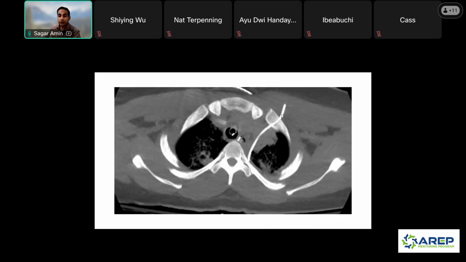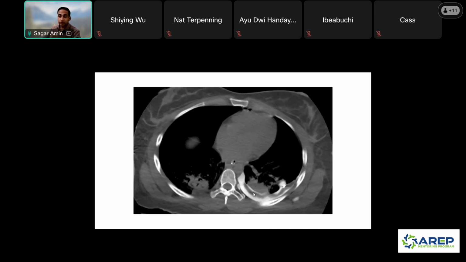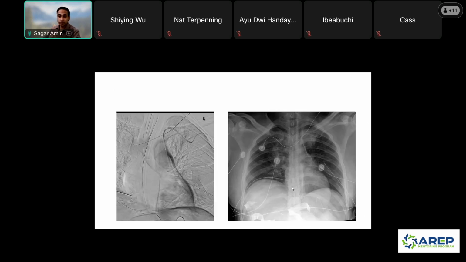So here's the CT images. It's a MIP, just to show you where the line is traveling. It looks like it's going into the pleural space. And they injected some contrast, and you can see the contrast dumping into the pleural space to confirm the location.